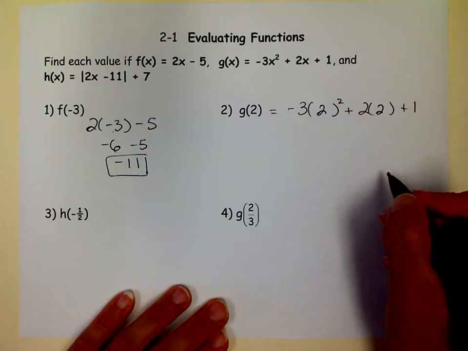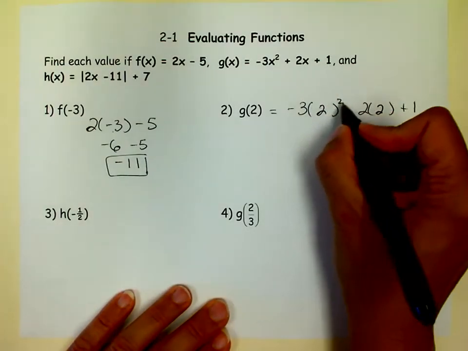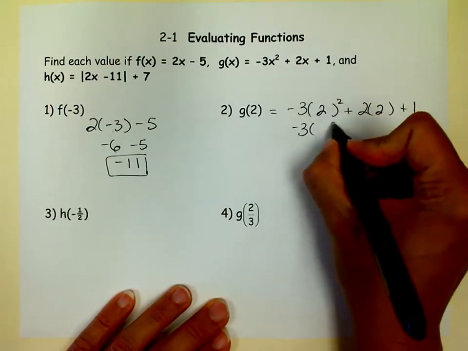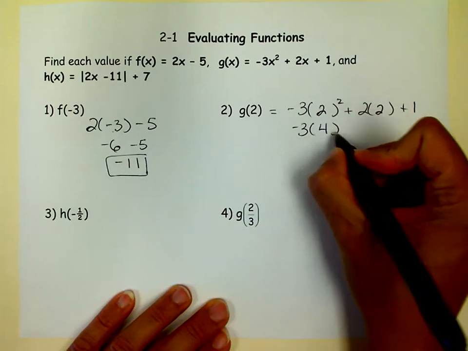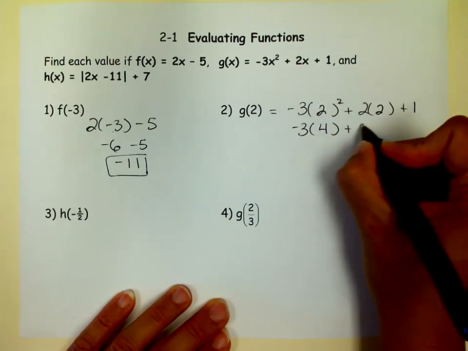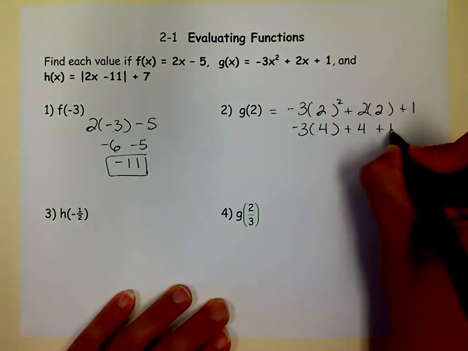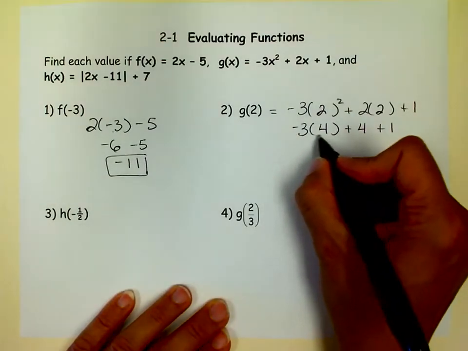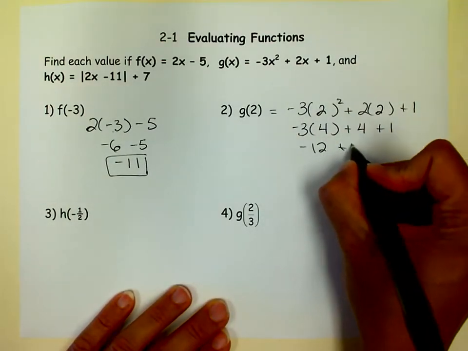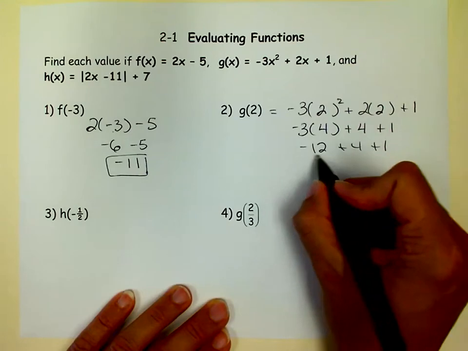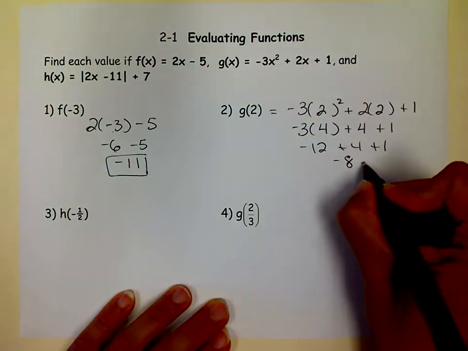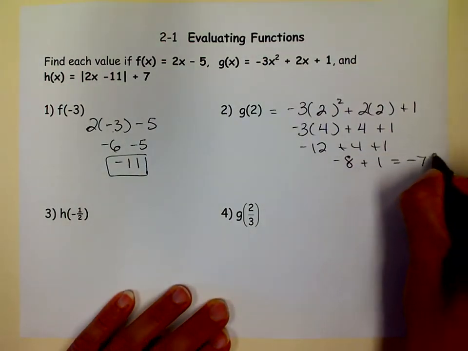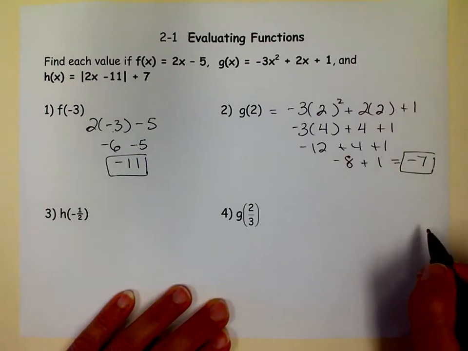Remember your order of operations. We always do exponents first. So I'm going to square 2, which is 4. And I'm going to multiply 2 times 2. And then order of operations, I would multiply here first. So I get a -12 plus 4 plus 1. -12 plus 4 is -8, plus 1 is -7. So g of 2 is -7.